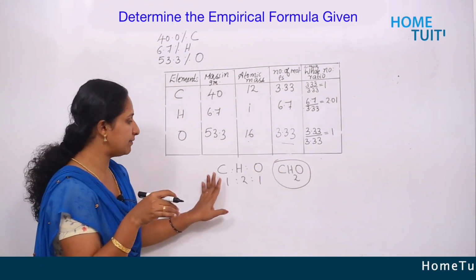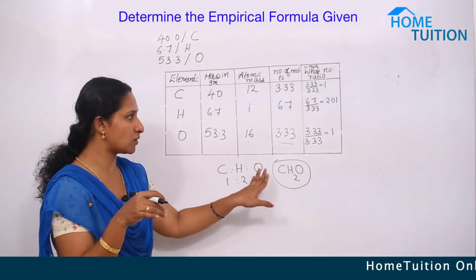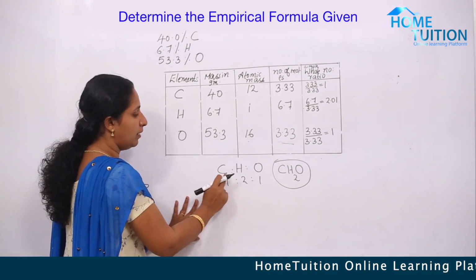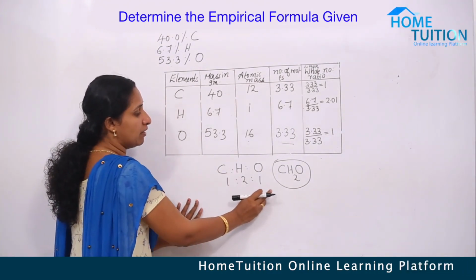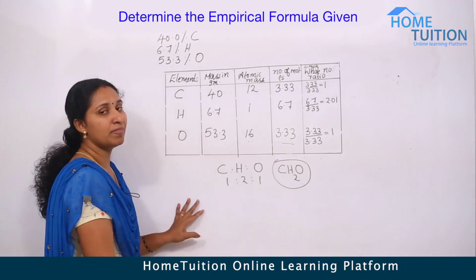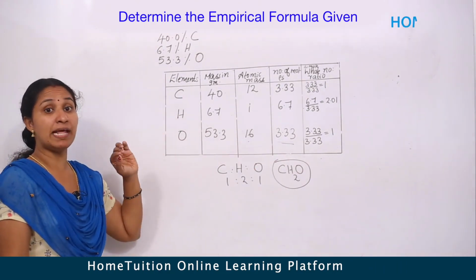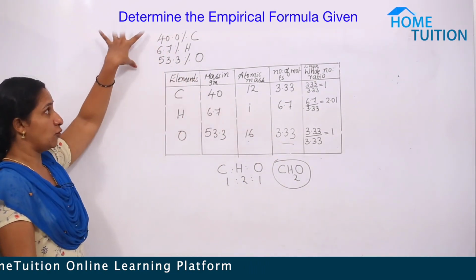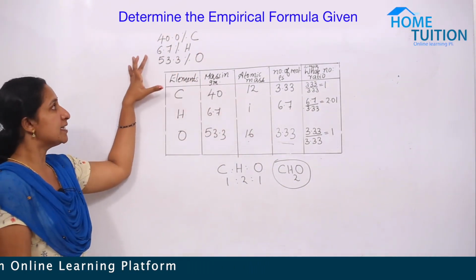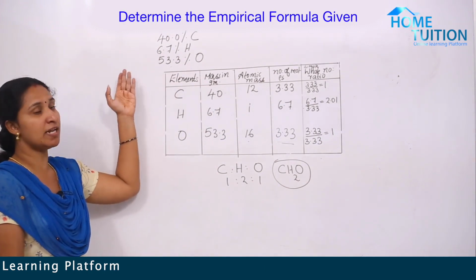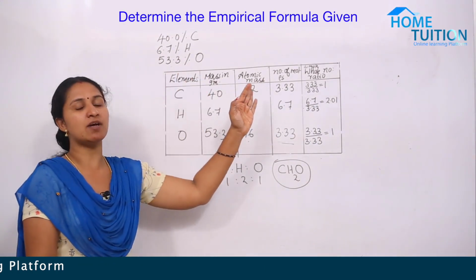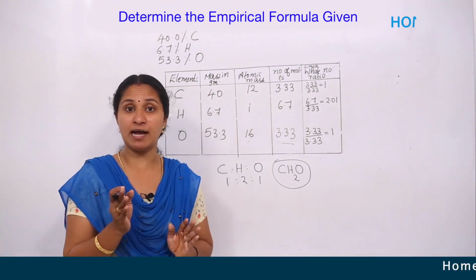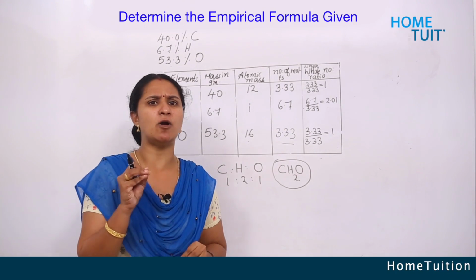Then write the elements carbon, hydrogen, oxygen, and the ratio 1:2:1. By writing the ratios as subscripts, we get CH2O. That is the compound with empirical formula CH2O containing 40.0% carbon, 6.7% hydrogen, 53.3% oxygen. What's the empirical formula? Yes, it's the simplest whole number ratio.